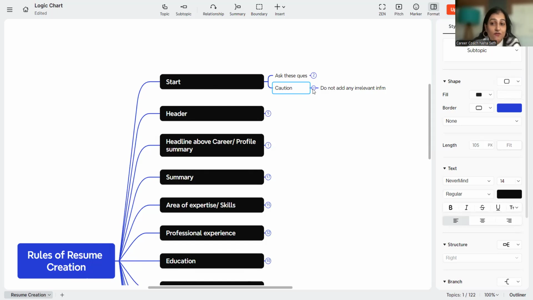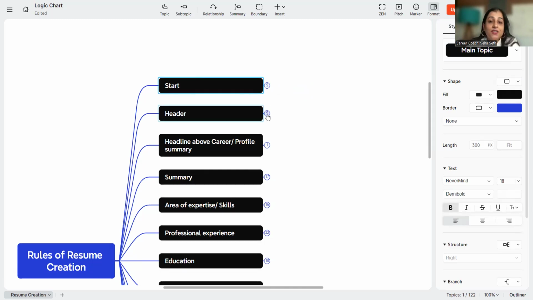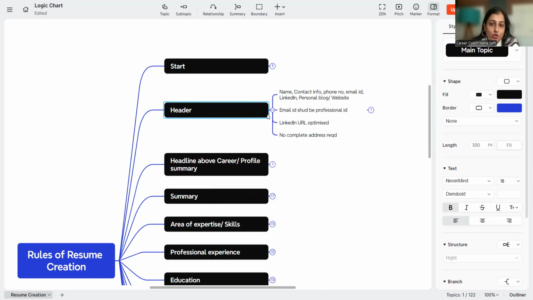And a caution: do not add any irrelevant information in your resume while you're learning this. This is the most important thing before we start to learn the rules of creation of the resume. The first thing in the resume template is the header. The header is nothing but your name, which can be in bold or a bigger font than usual. Then comes the contact information: the phone number, the email ID, and the LinkedIn ID. If you have a personal blog or website, you can mention it below your LinkedIn URL.